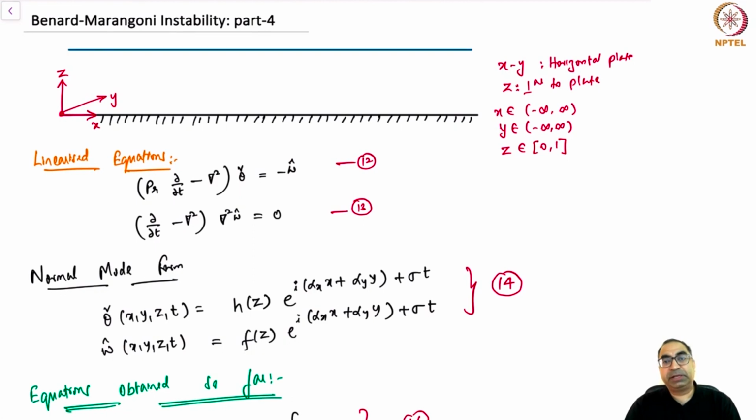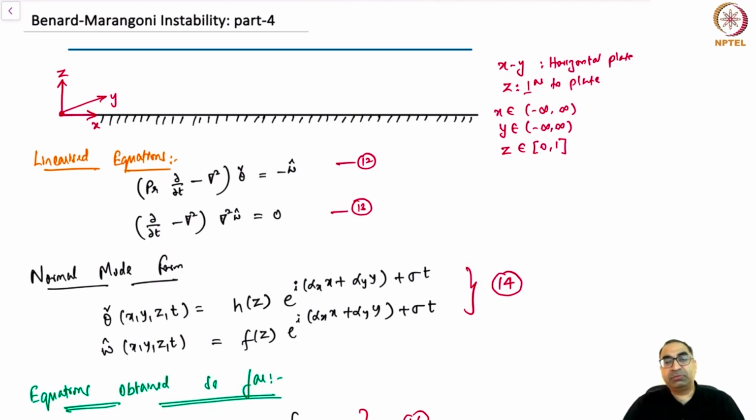We're now in the final leg of the discussion of the Benard-Marangoni instability. Let me first summarize what we have done so far. The geometry of the problem is shown on your screen in the non-dimensional variables x, y, z. We have a vertical extent going from z equal to 0 to 1, and we derived the linearized equations for two quantities, which is the temperature perturbation and the velocity perturbation, the vertical velocity component w.